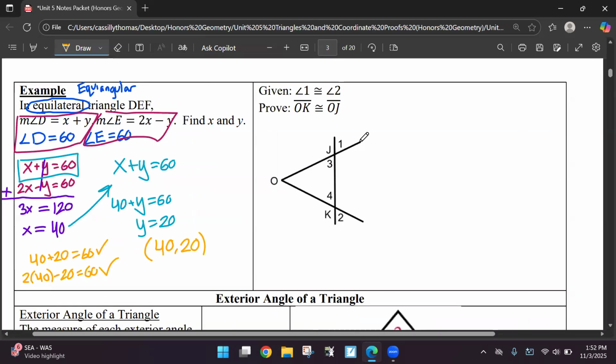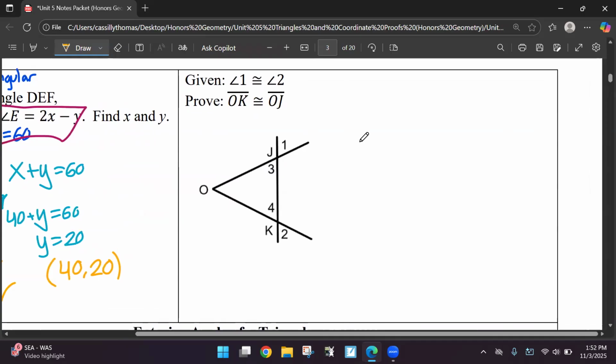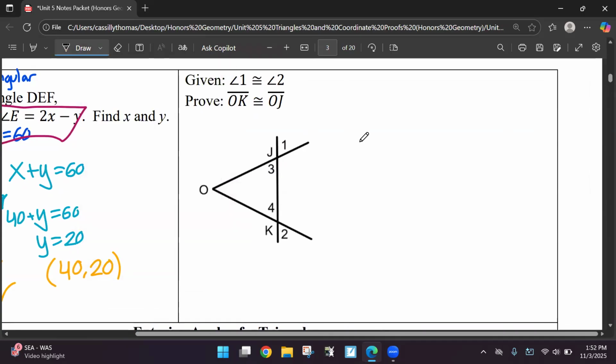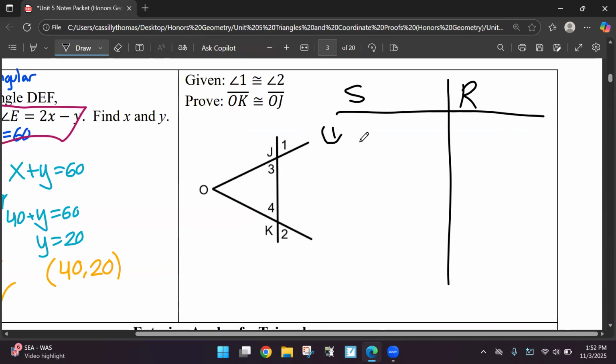All right. Given angle 1 is congruent to angle 2, we have to prove... Uh-oh. Another proof. All right. So I'm going to write down our statements. I'm going to write down our reasons. We need to prove that segment OK is congruent to OJ. All right. So angle 1 is congruent to angle 2. Why do we know that one? Well, that's given. That is our free information, right? We always have to start out with some piece of given information in order to prove something else.